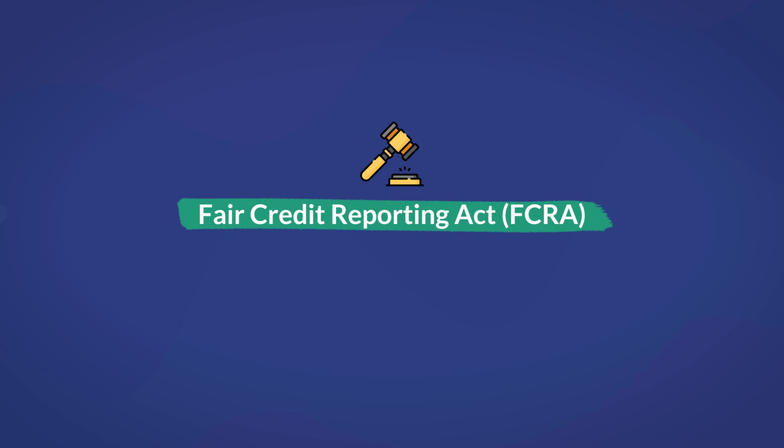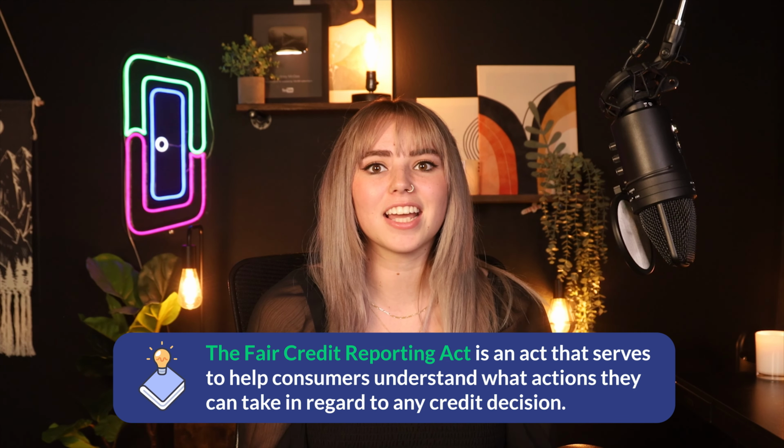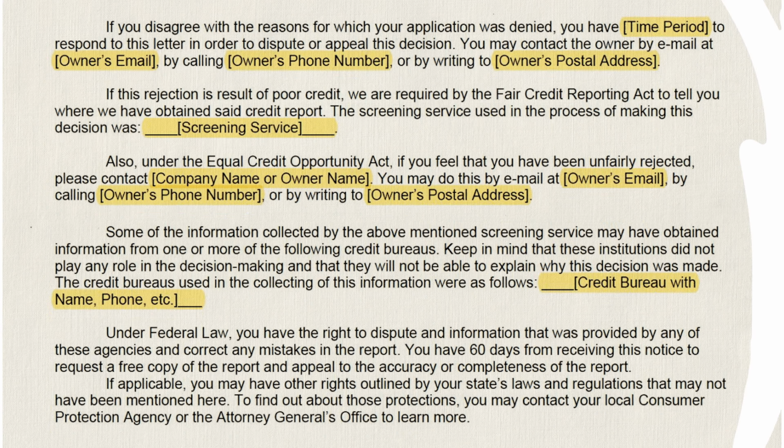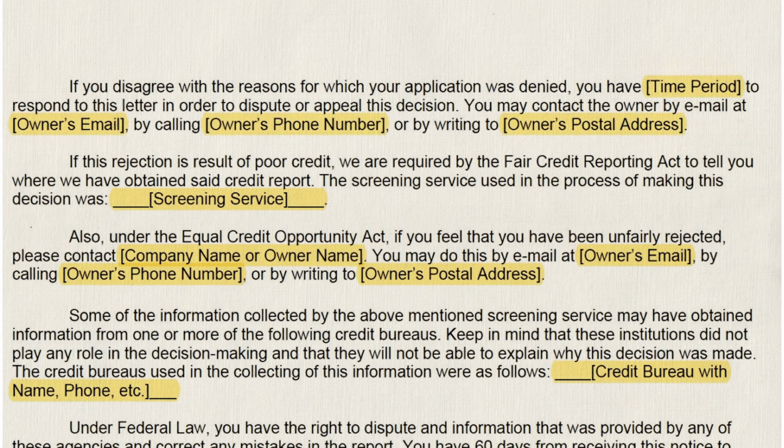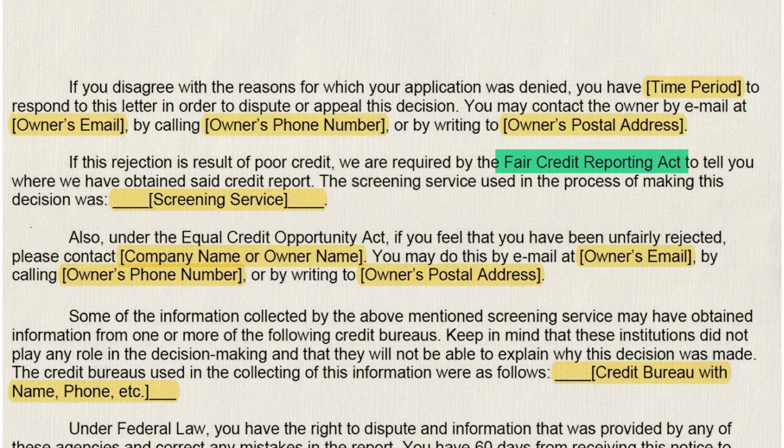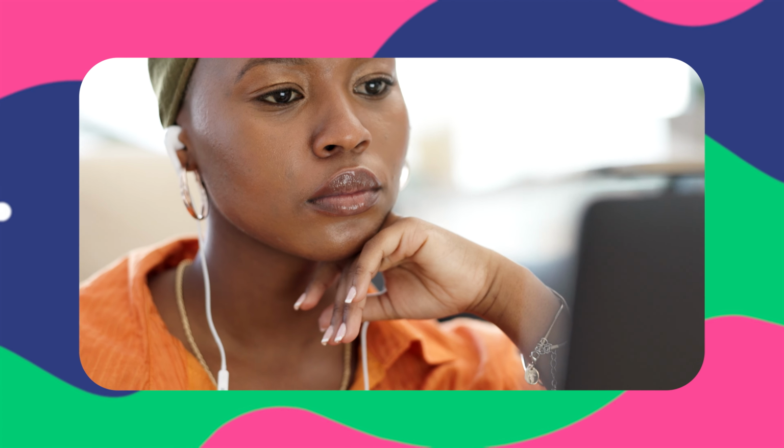So the Fair Credit Reporting Act is an act that serves to help consumers understand what actions they can take in regard to any credit decision. This act is very important because it is what allows the consumer to have knowledge about how their credit information is used. The FCRA gives the consumer the opportunity to know if their credit information is being used against the application. The act also gives the consumer the right to discover where all of the information used came from and how it was used in the decision.